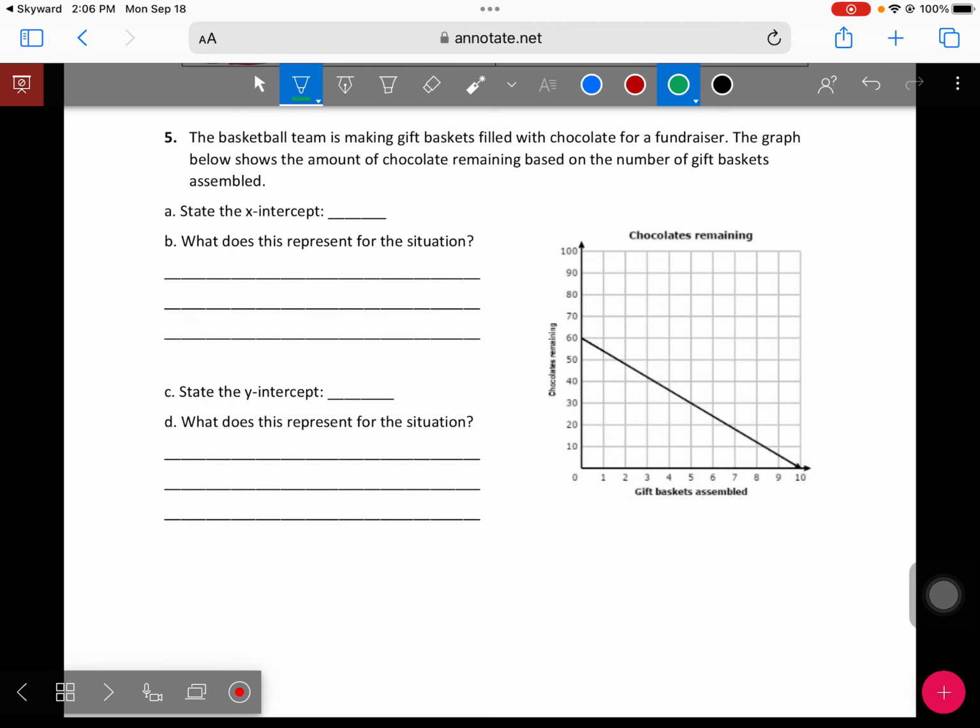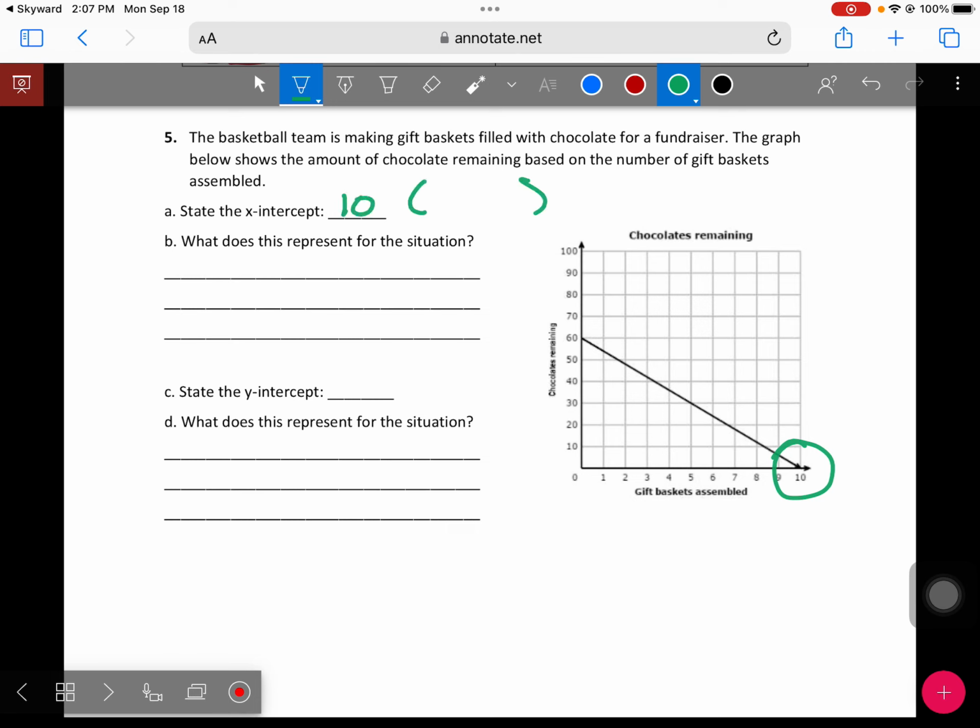So listen as I read, you read along. The basketball team is making gift baskets filled with chocolate for a fundraiser. The graph below shows the amount of chocolate remaining based on the number of gift baskets assembled. Letter A says, state the x-intercept. Megan, what do you think the x-intercept is? Perfect. Yes. That is where your graph crosses the x-axis, and that is 10.